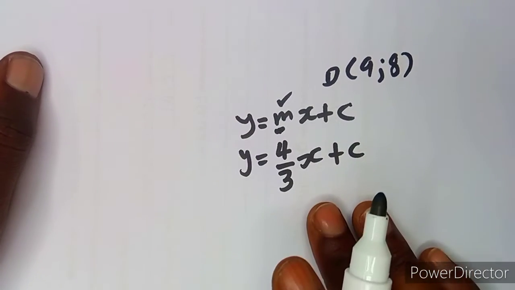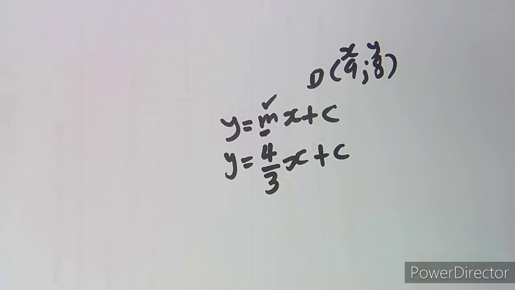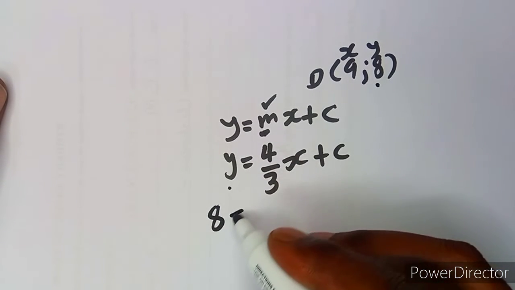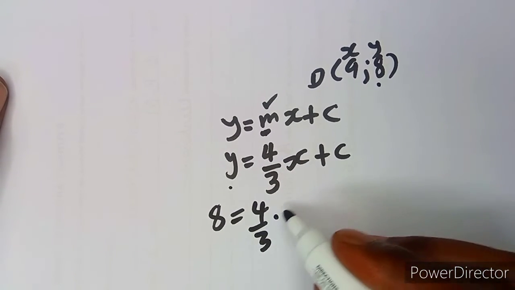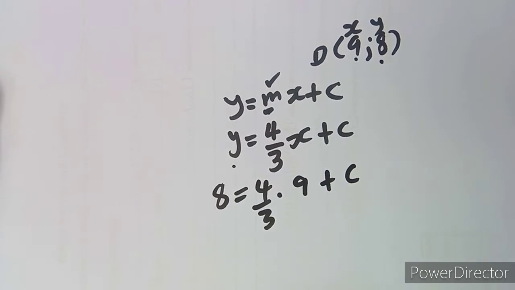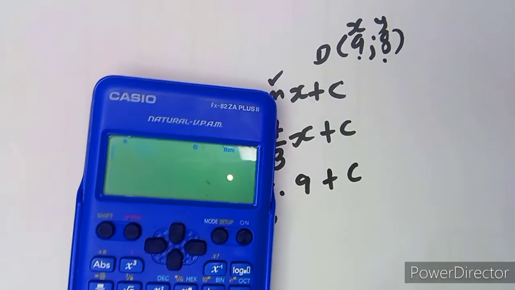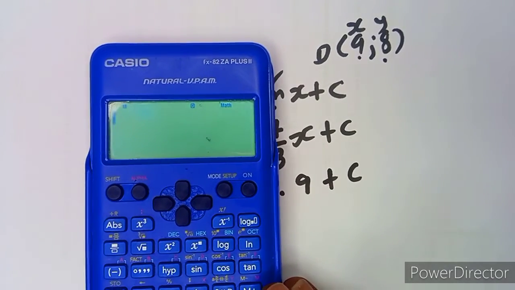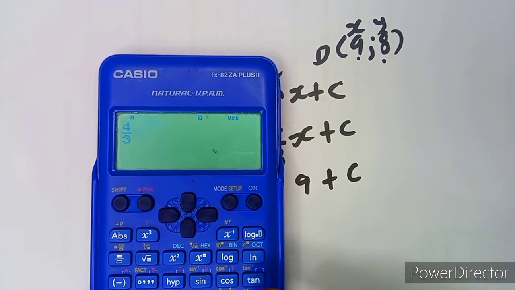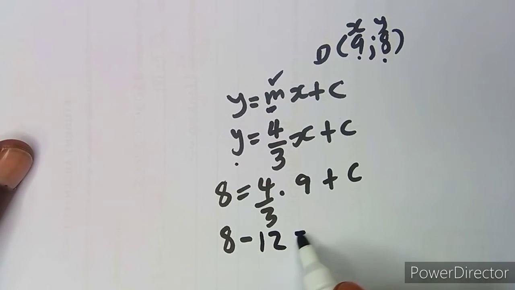What does this mean? This is a point which is written in terms of x and y. So we have the value for x and the value for y. So you are going to substitute in place of y, which is 8, is equal to 4 over 3 by x. X is 9, so you're going to multiply by 9 plus c. Okay, so we are going to have 8 minus 4 over 3 times 9. What do we have from our calculator? You can use our calculator to simplify 4 over 3 multiplied by 9, we are going to obtain something like 12 in this case. So we're going to have minus 12 equal to c.